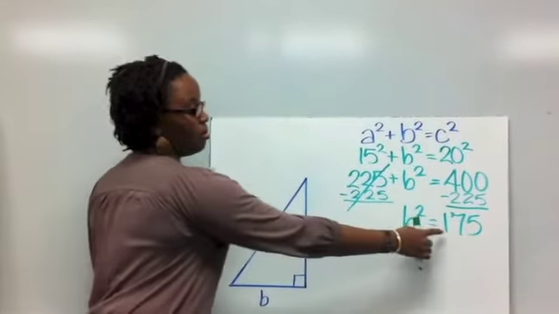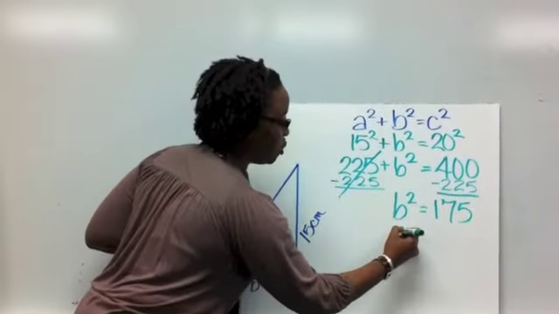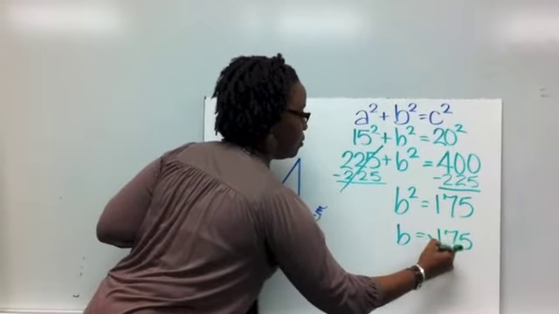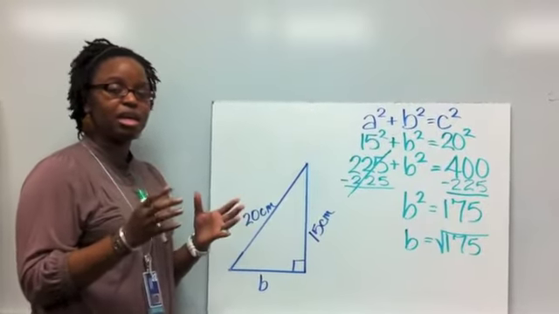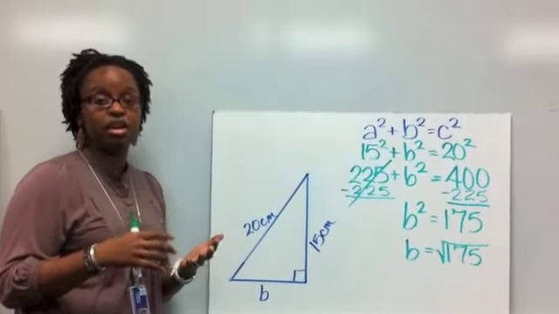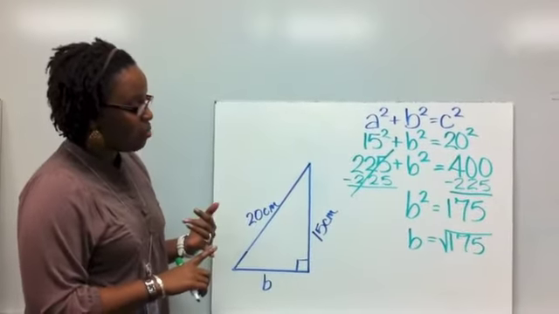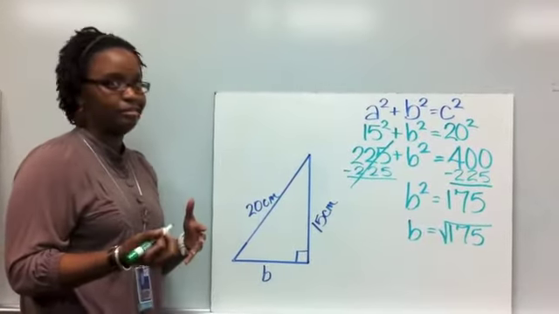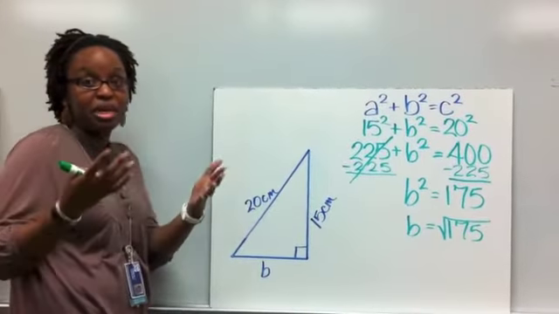Again, remember, we're not at b yet. We're at b squared, and so the way we find b is by taking the square root of 175. Now you'll notice 175 is not a perfect square, so you've got to estimate, and usually you'll be given whether you need to estimate to the nearest whole number, to the nearest tenth, or whatever it may be. So if I take a look at that, I know that 175 is between the perfect squares of 13 and 14. So I need to estimate around 13 point something.